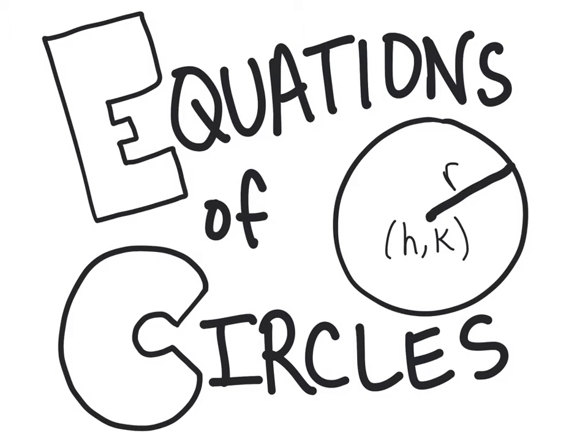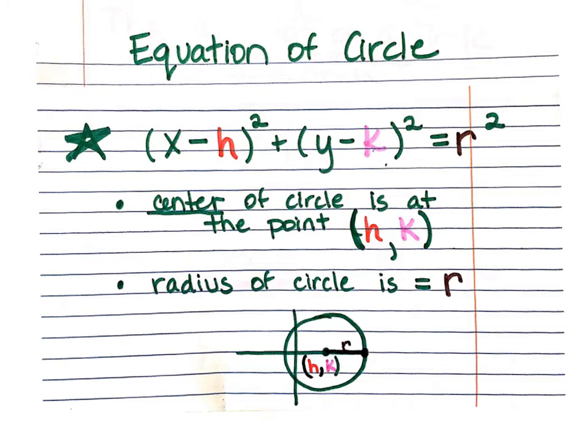This is equations of circles. Okay, so the equation of a circle is right here. It's (x minus h) squared plus (y minus k) squared equals r squared. So this is a copy of the notes that you should have. You should have copied them already, but I'm going over them with you. Okay, so this is the equation of a circle in standard form.